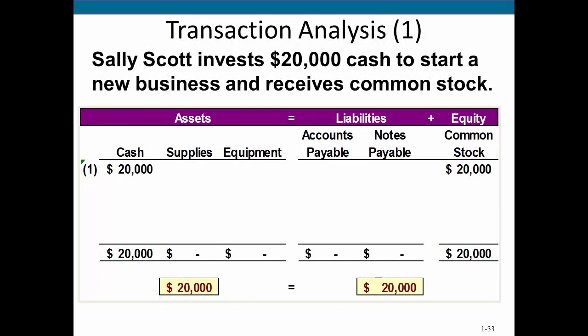Sally Scott invests $20,000 cash to start a new business and receives common stock in exchange. Here we show the increase in the asset account cash and the increase in the equity account common stock by $20,000 apiece. Our basic accounting equation is in balance. Assets have a total balance of $20,000 and liabilities plus equity have a total balance of $20,000. Let's move on to the next transaction.